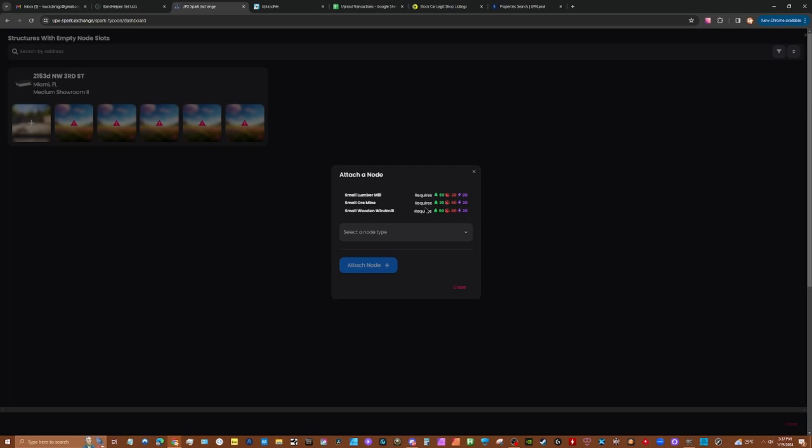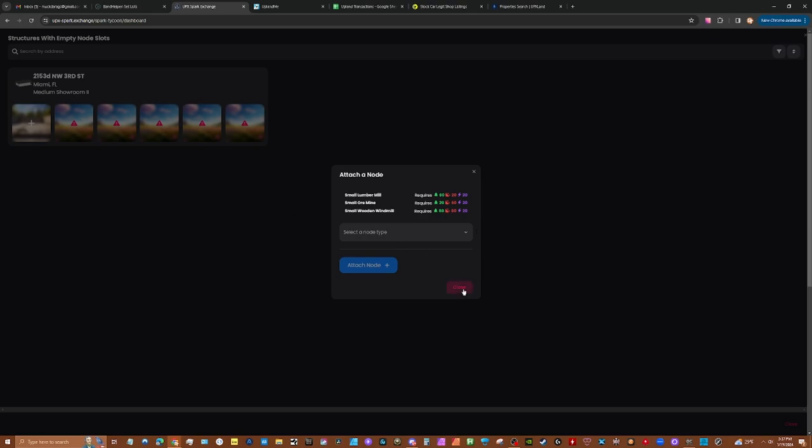For an ore mine, it's going to cost 20, 60, and 20. And for a wood windmill, which actually generates energy, the most rare of the current resources, it's 80, 80, and 20. So you need to accumulate this amount of resources so that you can build a node.